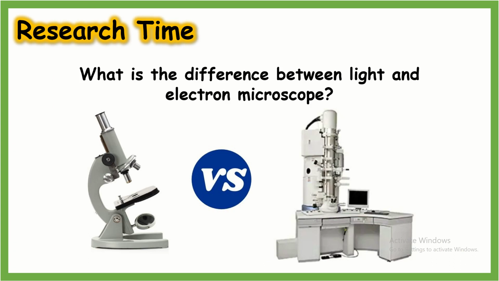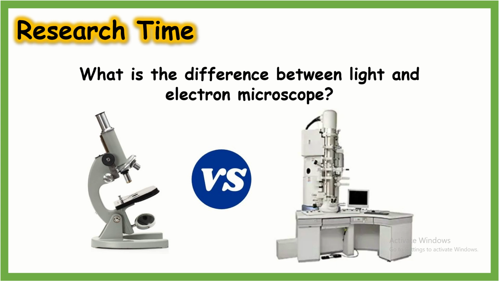Research time. What is the difference between the light microscope and the electron microscope? These both are used to see micro things. Micro things are those things which we cannot see by our naked eyes. So we use one of these microscopes. So cell is very small. We cannot see a cell through our naked eyes, so we will be using a microscope.